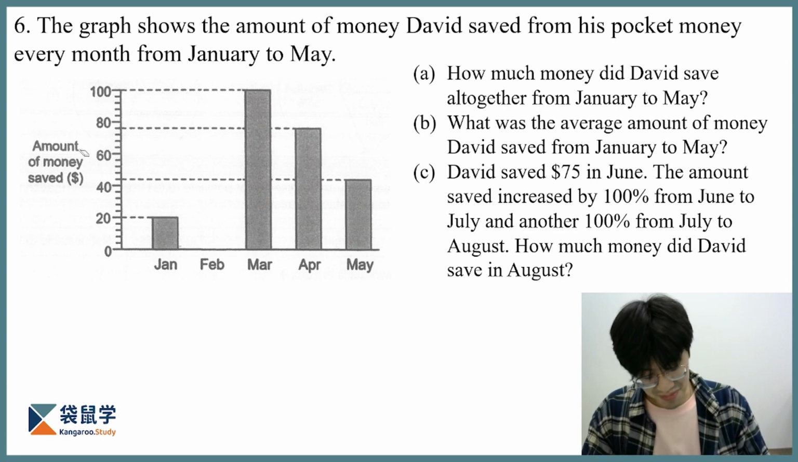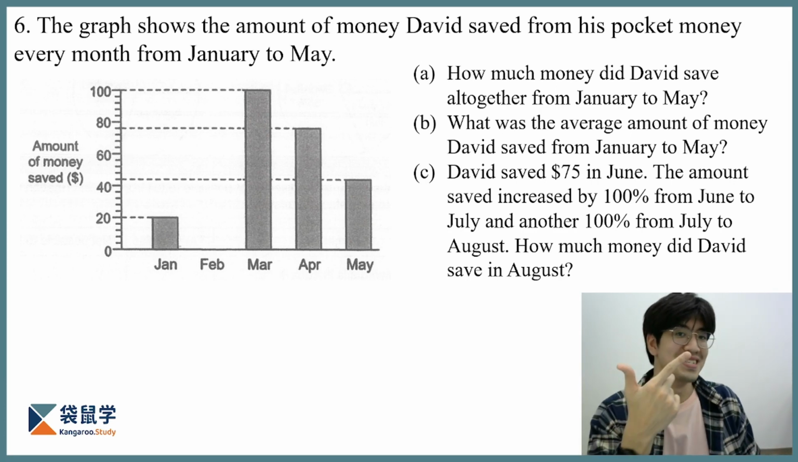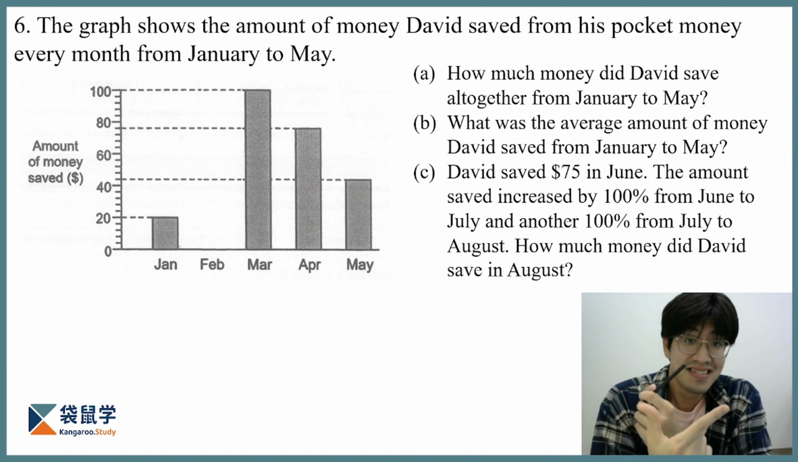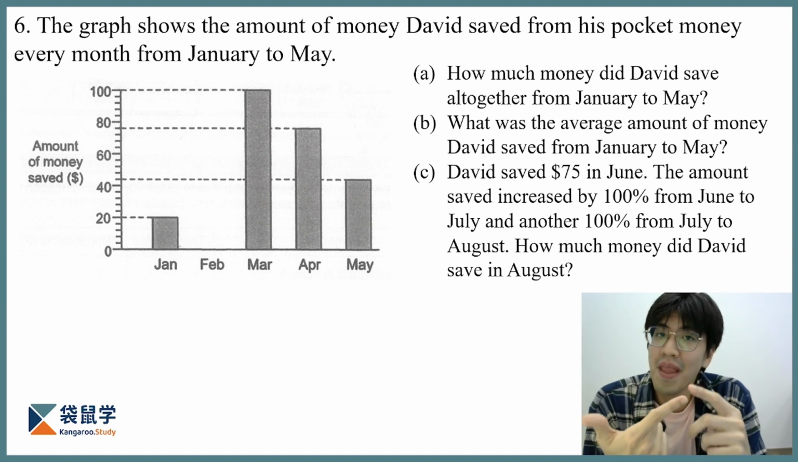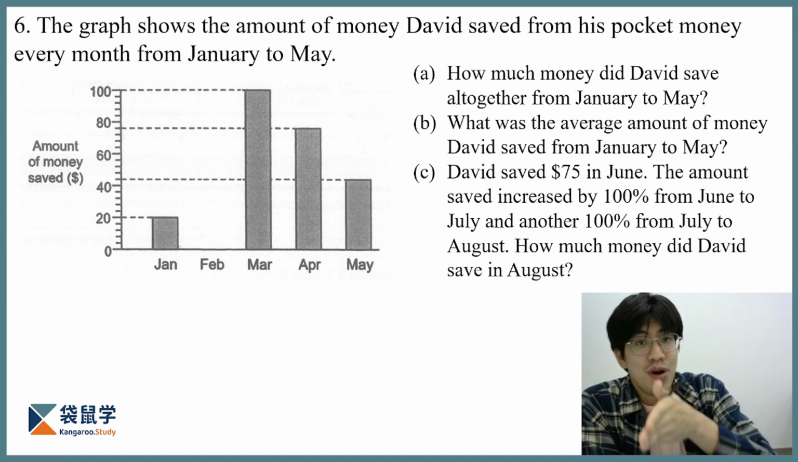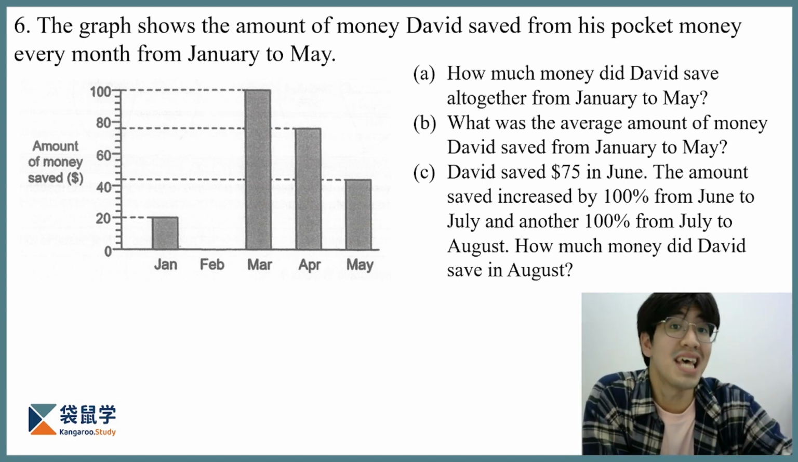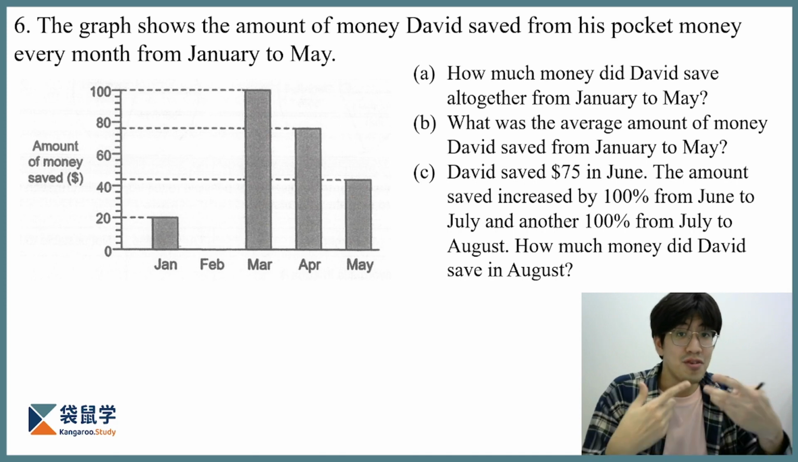And you can notice something strange, right? What happened to February? Well, there could be two reasons. One is that David saved no money, zero for February. Or another possibility could be there are some PSLE questions that you will have to draw out the bar yourself. And in order to understand which case is this, we'll have to look at the question.